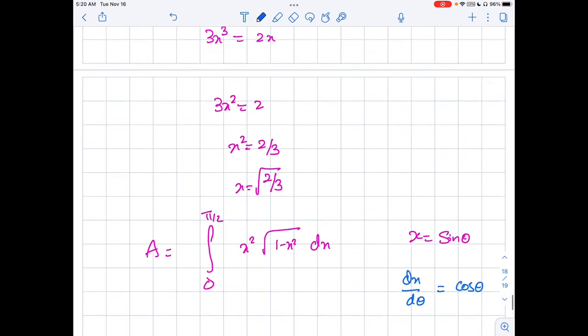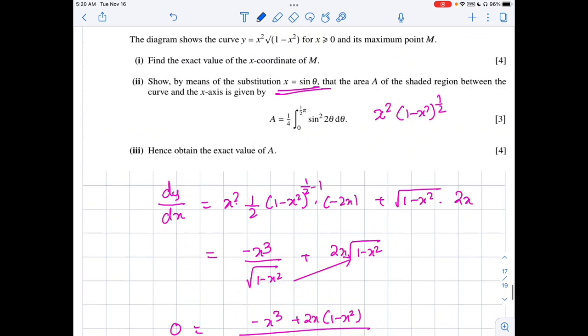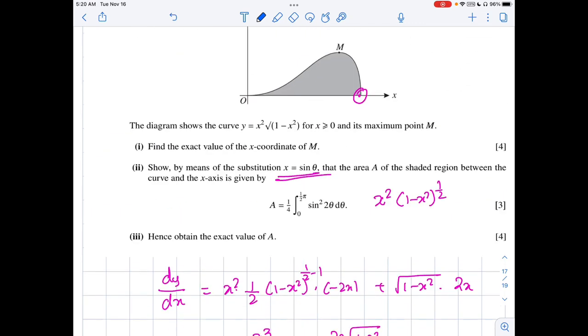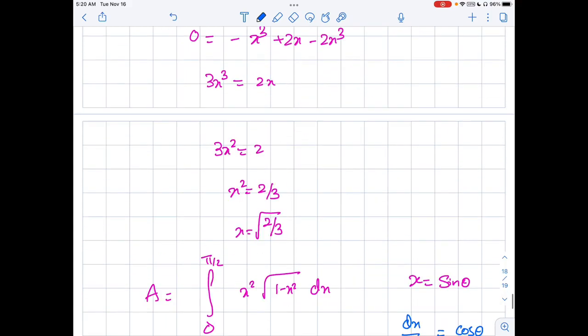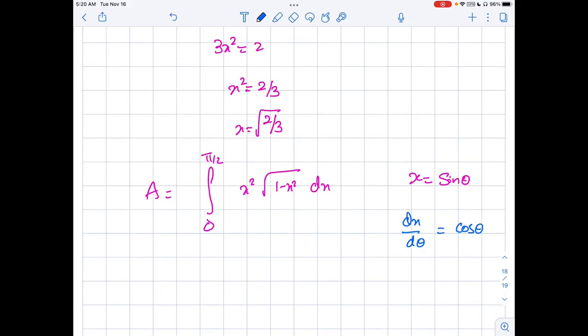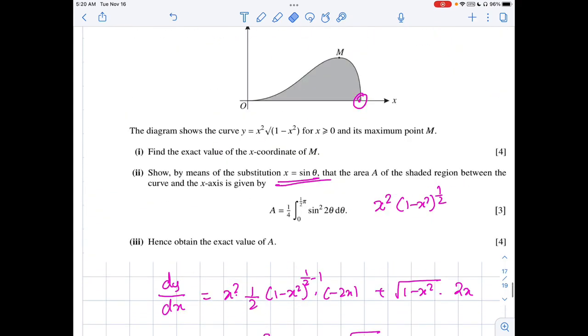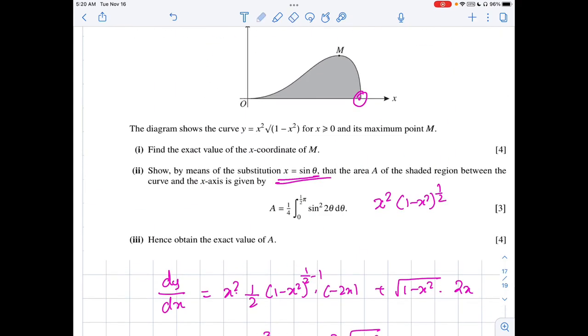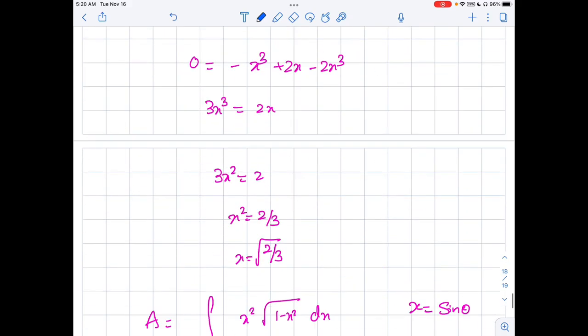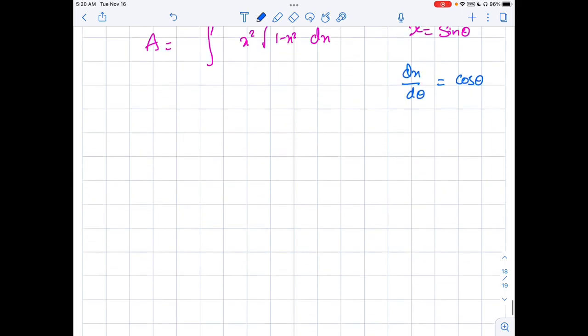Now, first of all, we have to find the limits. The limits may not be 0 to pi by 2. So what are the limits from this function? This value of x is 0, that is for sure, and this value we have to find out. Where does it intersect the x-axis?